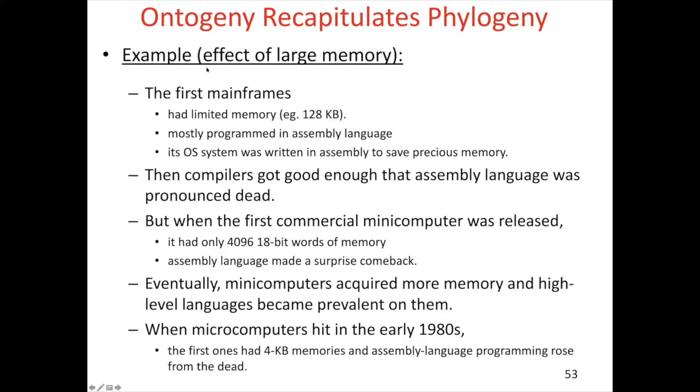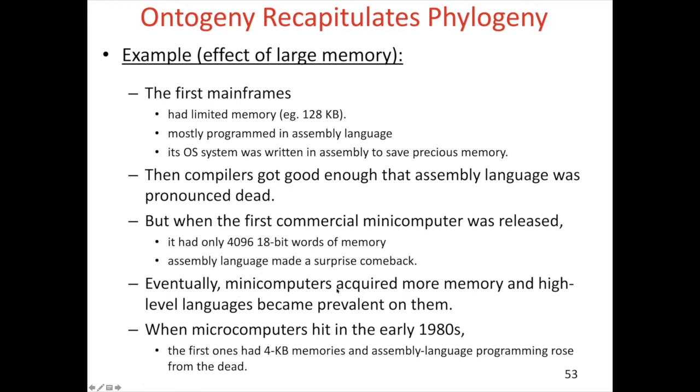Here is another example related to the effect of large memory. The first mainframes had limited memory, for example, 128 kilobytes, and were mostly programmed in assembly language. Their operating systems were written in assembly to save precious memory. Then compilers got good enough that assembly language was pronounced dead. But when the first commercial minicomputer was released, it had only 4096 18-bit words of memory. Assembly language made a surprise comeback.